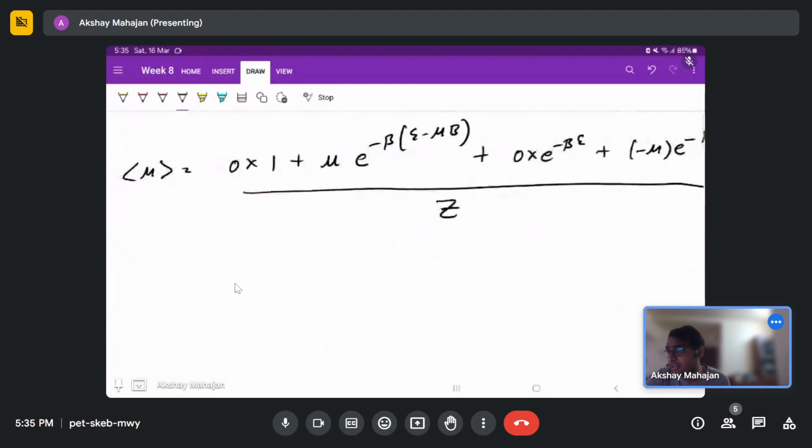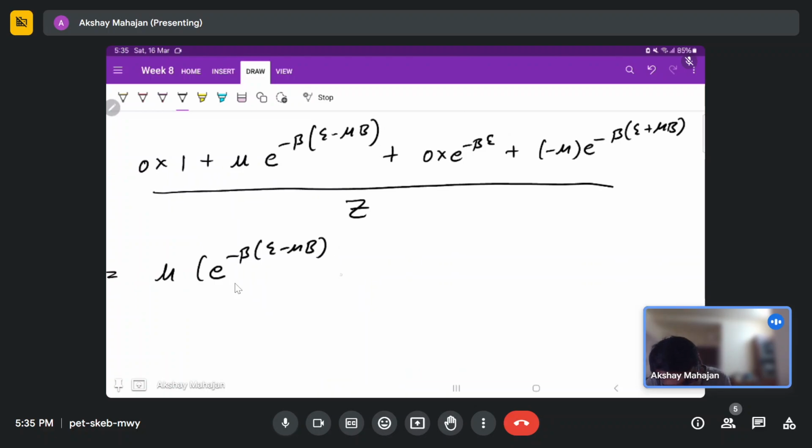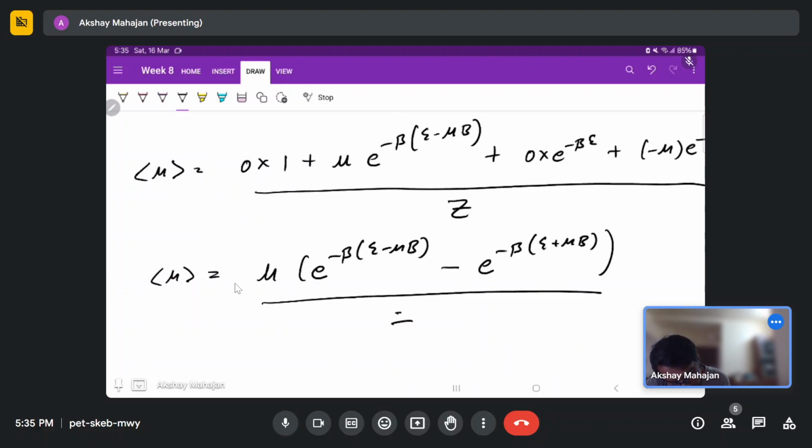Alright, so our average magnetization is basically given by mu, which I can take common, times e to the power minus beta (epsilon minus mu B), plus, sorry, this will be minus e to the power minus beta (epsilon plus mu B), this whole divided by the partition function Z. Okay, so this is our average magnetic moment.